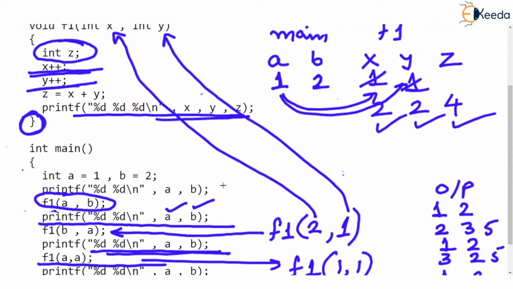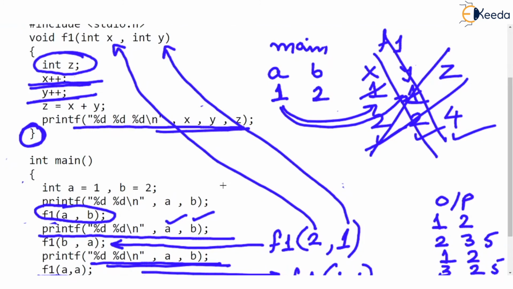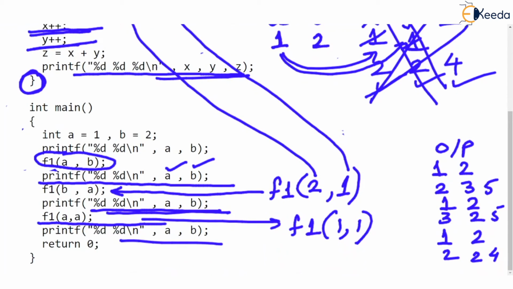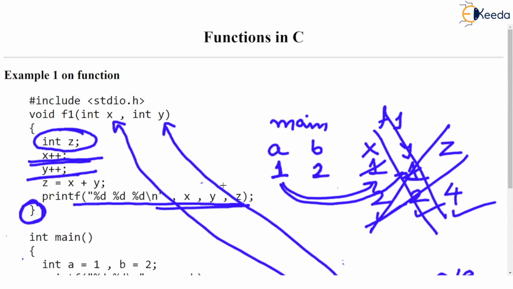When we come back to main, F1 is over and all these variables and parameters are destroyed. But when we come back to main, the last line over here is printing A, B, which is 1, 2. So the last output is 1 and 2. So that becomes the output. Look, in this program, the fundamental that we repeated is that when you pass a value to a parameter, any value to a parameter, and when you change the value of the parameter, the original value does not change.